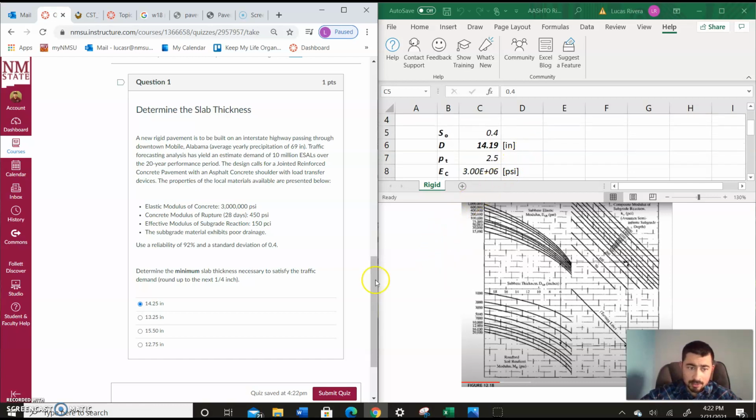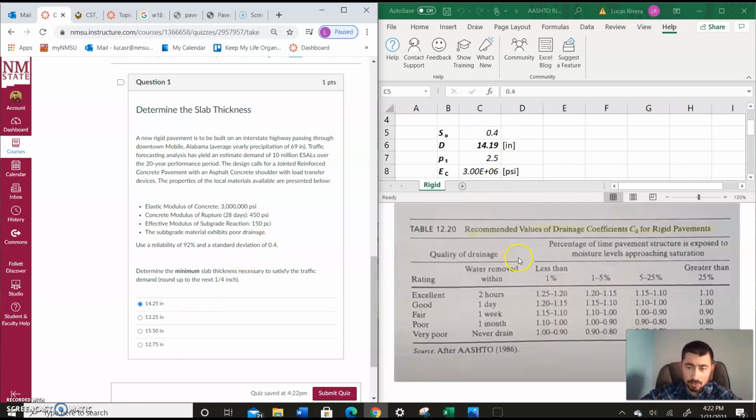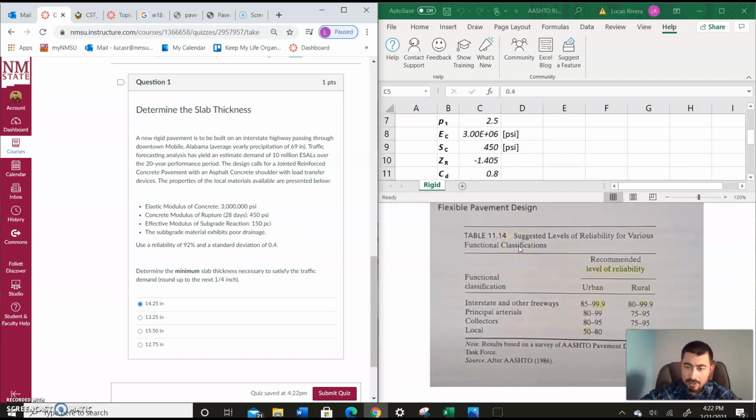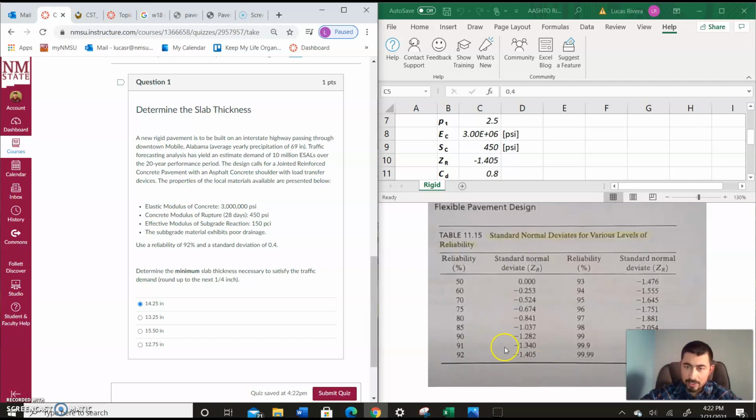So my S naught is given right here as 0.4. My concrete modulus of rupture, my SC right here. Where did it go? 450 psi. K is 150 psi. Use 0.4 for that, and then reliability of 92%. That's probably, if I mess up, it'll probably be somewhere around here. Negative 1.405.